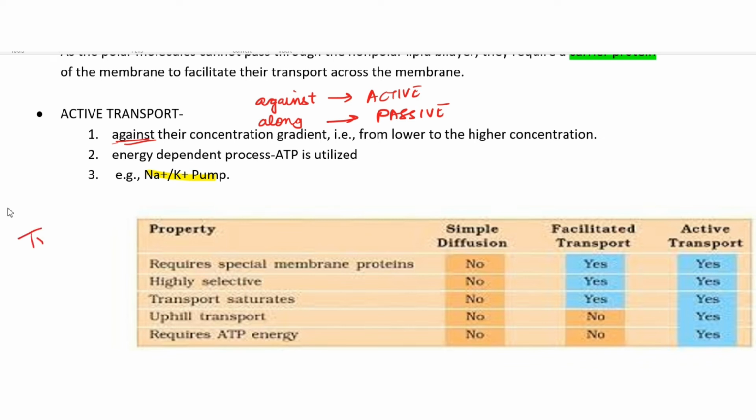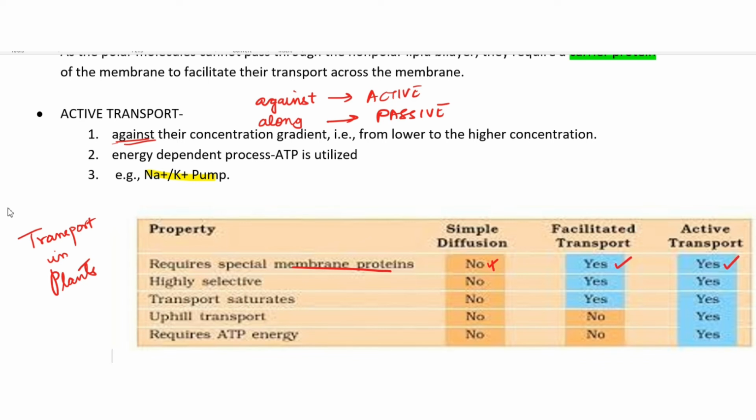This is a table which is given in the transport in plants chapter. I thought of adding it here itself because it will become easier, as you're learning the concept here. So it will be easier to learn this table as well. Let's talk about the property and then about the different types of transport. Special membrane proteins are not required for simple diffusion or passive transport. There is no such requirement of special proteins. Whereas for facilitated transport and active transport, yes, there is a requirement of carrier protein.